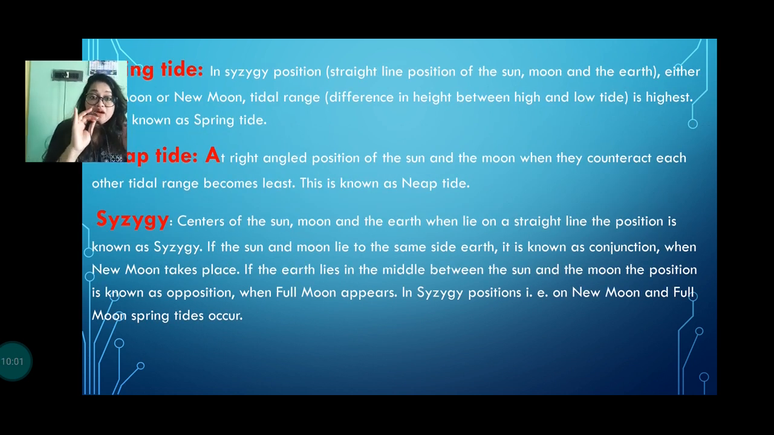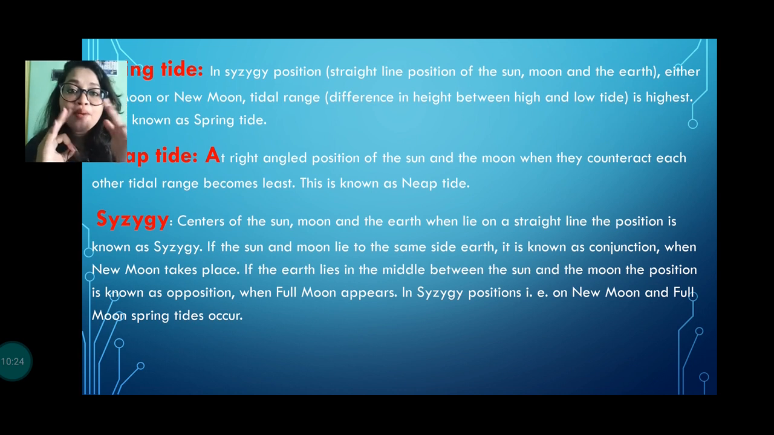Next, spring tide. Okay, spring tide, what is that? The high tide is also known as the spring tide, in syzygy positions. So what are syzygy positions? Later I am going to discuss it again. Syzygy means the positions of the sun, the moon and the earth when they are in the same line: the earth, moon and the sun.